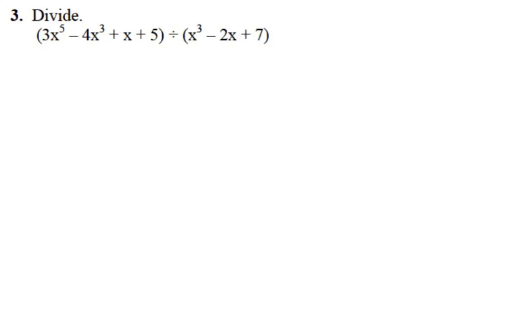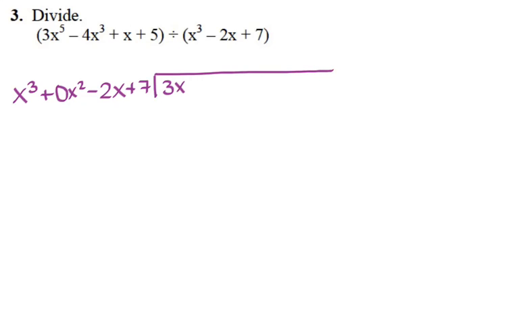So I'm going to go ahead and rewrite my polynomial. Don't forget that if you're ever missing a term, to put in a 0. So in this case, I'm missing the x squared. Minus 2x plus 7. And then on the inside, I have 3x to the 5th minus 4x cubed, so I'm missing my x to the fourth term. So put in a 0, minus 4x cubed. Missing my x squared term, so put in a 0, plus x plus 5.